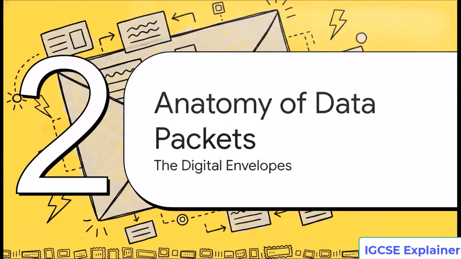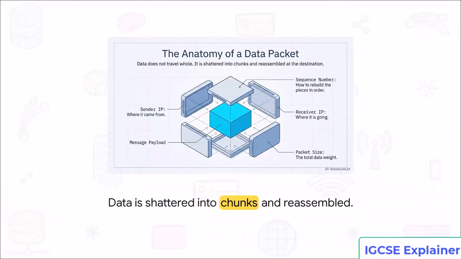Part 2. Anatomy of data packets. Now that we know how our devices get their addresses, let's zoom in on the actual letters we send through this digital postal system. Whether you're sending a quick email or streaming a 4K movie, that data payload never, ever travels whole. Instead, it gets shattered into thousands of tiny chunks called packets. Each one of those chunks is placed inside its own little digital envelope before being sent out onto the wire.